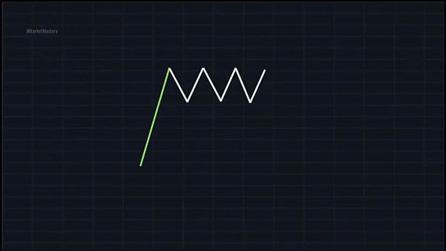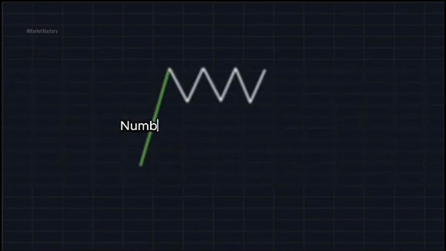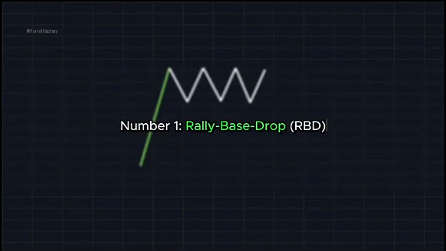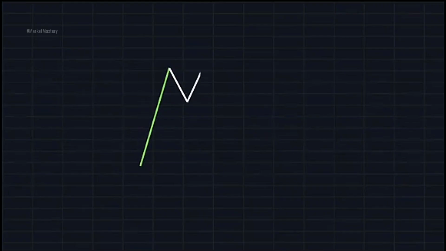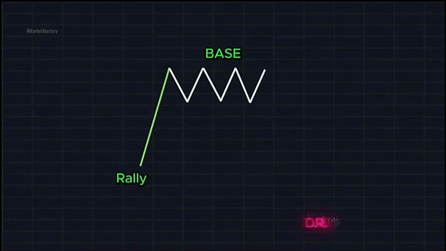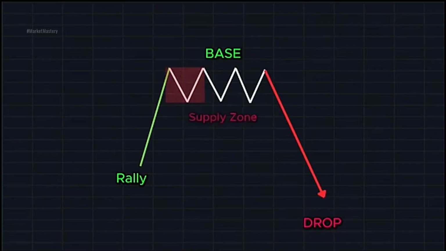Now here are 2 patterns that form supply zones where we want to sell. Number 1, rally base drop, RBD. This is the classic, most powerful reversal to the downside. You see a huge rally, a tiny base forms, and then a violent drop in price. That base right before the crash is your supply zone. This is where a giant seller stepped in and destroyed the buyers.